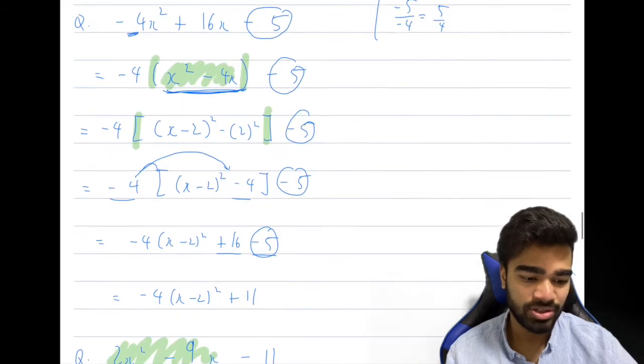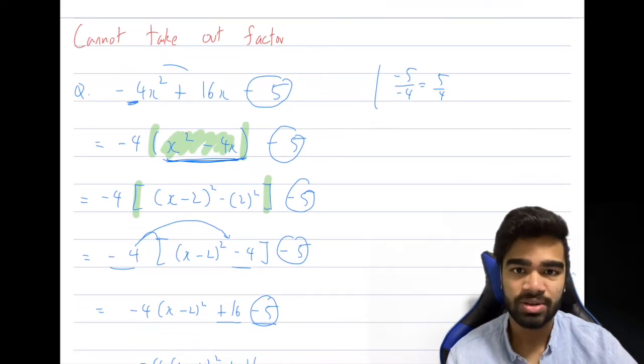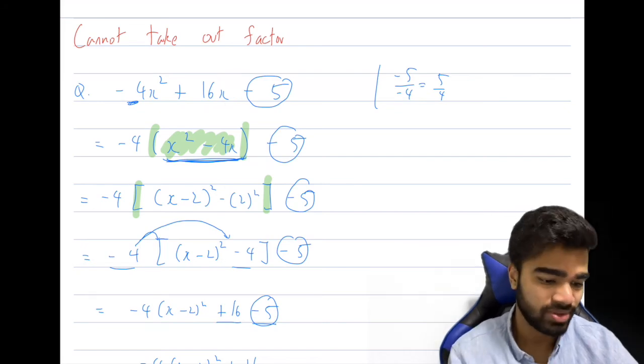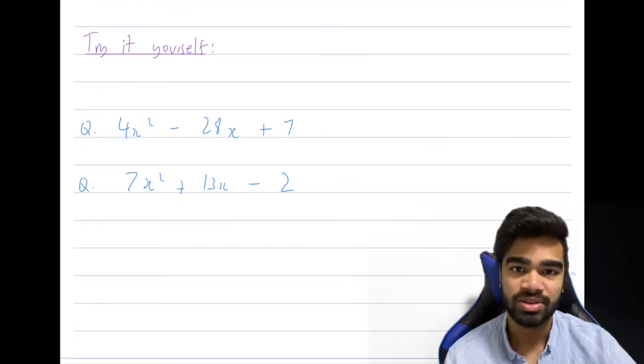So again, to reiterate, you don't need to take the factor out from the whole thing. You can if you want, but the minimum requirement is the first 2. Okay, your turn now. Why don't you have a go at both of these questions?